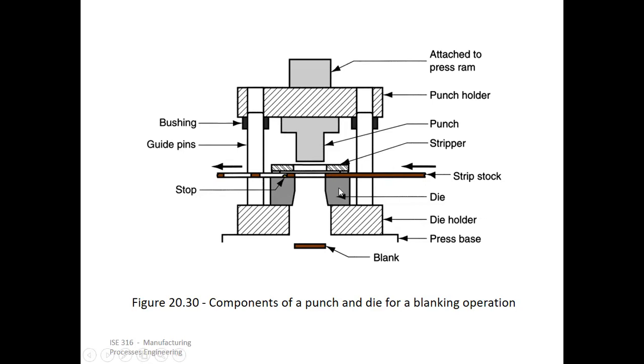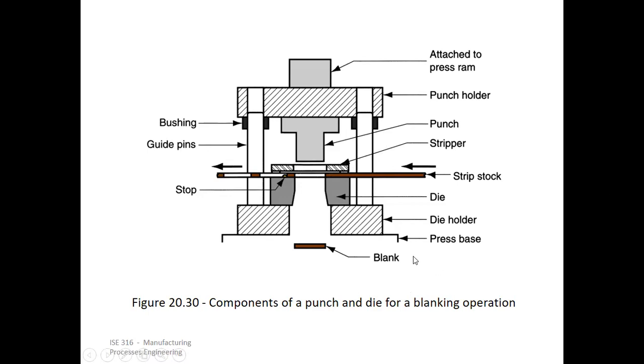Then the die holder, basically to hold the die. Here you have the die, as you can see, and this is tapered. You will see why. It's basically clearance. Otherwise the material would be damaged because of the friction between the die and the blank which is coming out, and so that is why the taper is done. Then the press base.